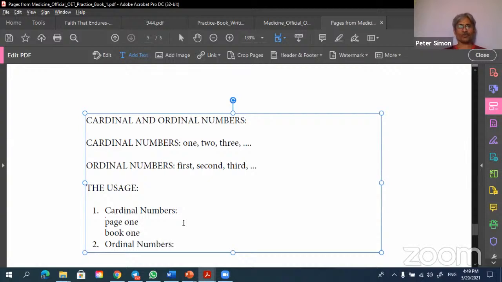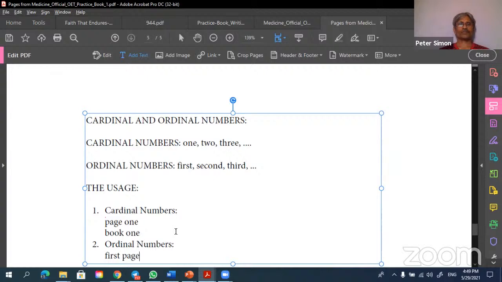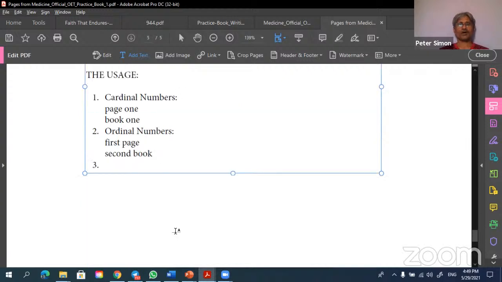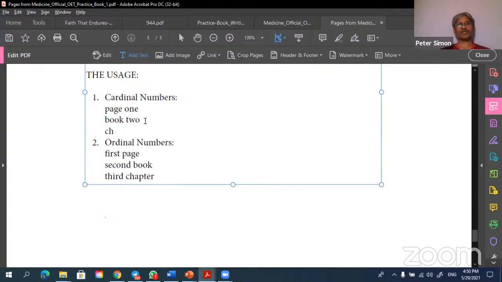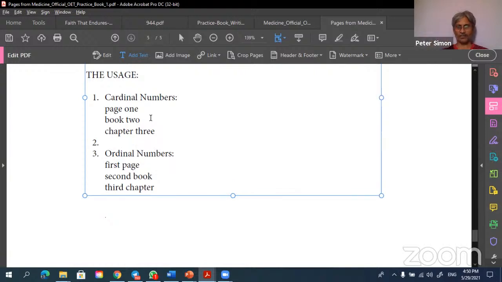But when you come to ordinal numbers, I have noticed many people make mistakes. So ordinal numbers, you can say first page, or second book, or third chapter. Now people write like this: book 2, chapter 3. Now you can understand what the difference is. What's the difference between ordinal numbers and cardinal numbers? In cardinal numbers, you'll say page 1, book 2, chapter 3.